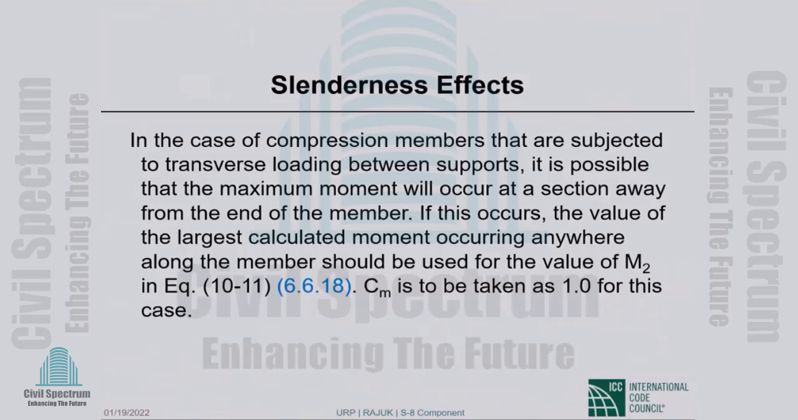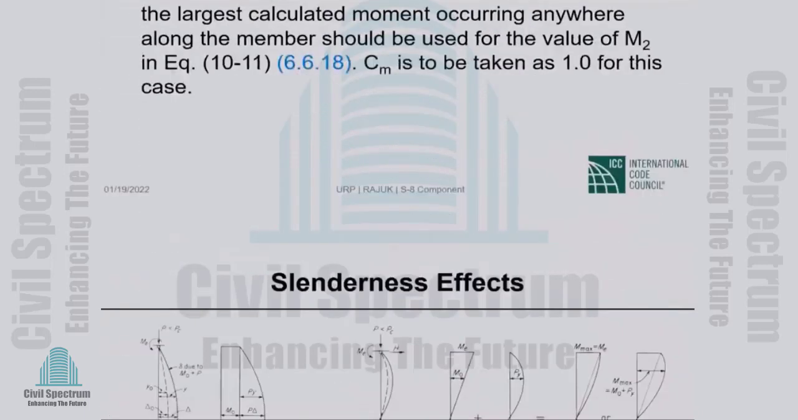Anyway, then in the case of compression members that are subjected to transverse loading between supports, it is possible that the maximum moment will occur at a section away from the end of the member. If this occurs, the value of the largest calculated moment occurring anywhere along the member should be used for the value of M sub 2, not the end moment. Okay, the largest moment. And in that case, C sub m is equal to 1.0.